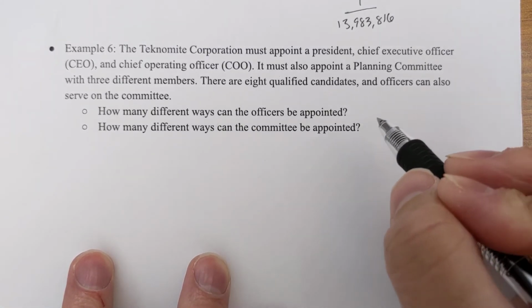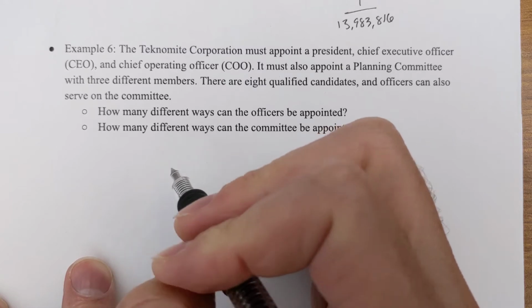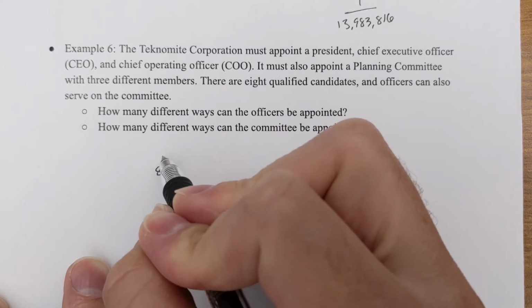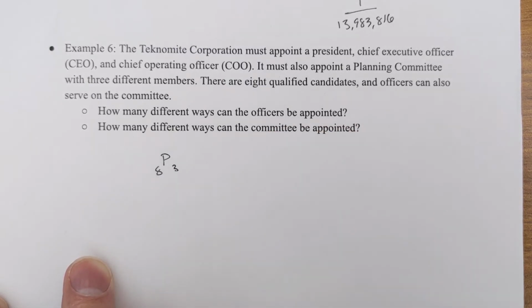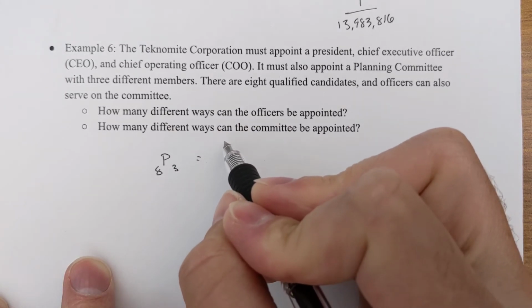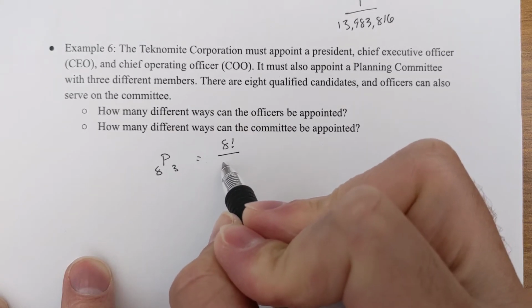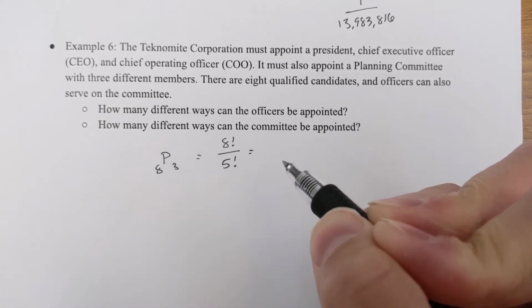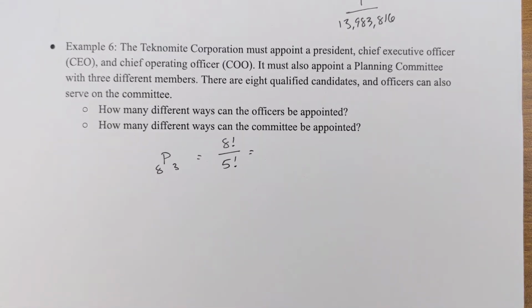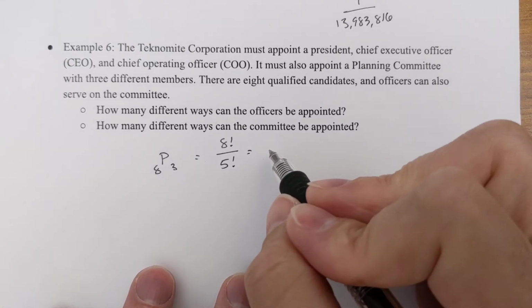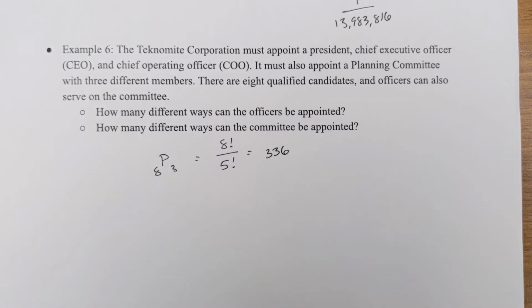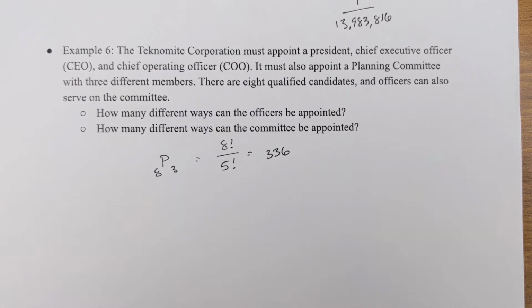So this is a permutation for the officers because the jobs are different. There's 8 total, and I select 3 of them in a permutation. So permutations are the total divided by the difference. So 8 factorial divided by 5 factorial, there are 336 different combinations of officers.